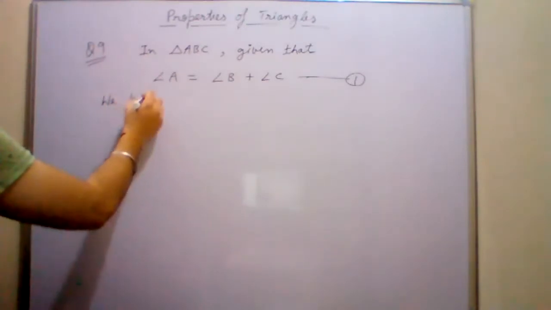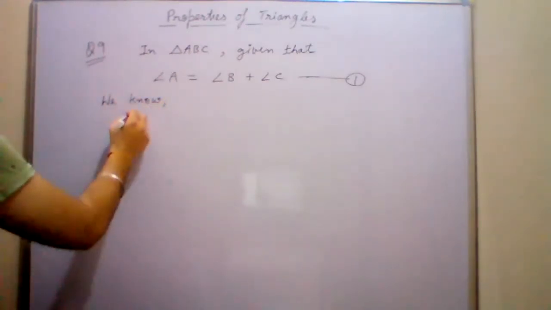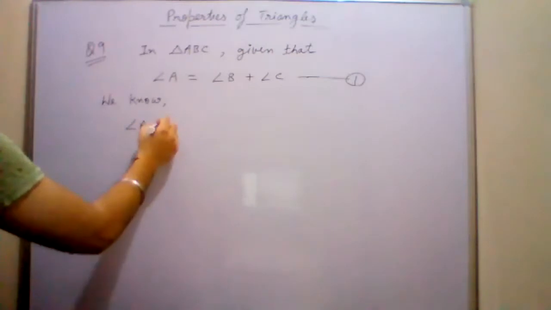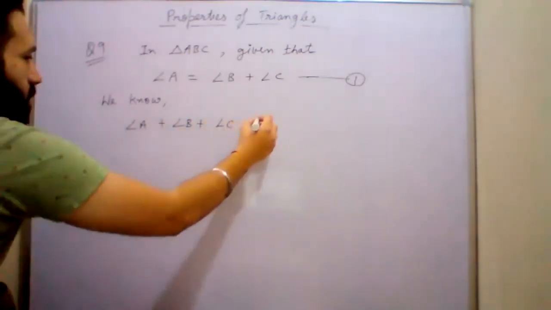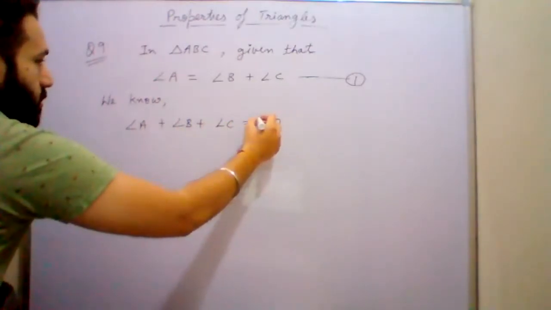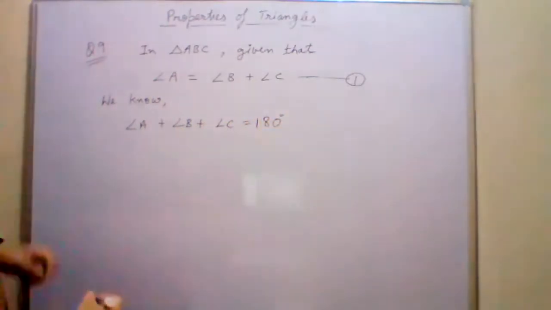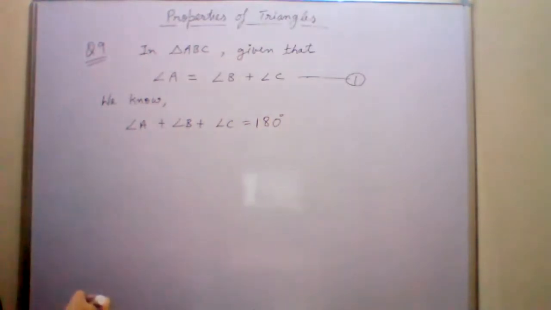We know that angle A plus angle B plus angle C is equal to 180 degrees. What is the reason for this? You all know that the sum of all the three angles in a triangle is 180 degrees. What is the reason? Can you tell me the reason, anyone?